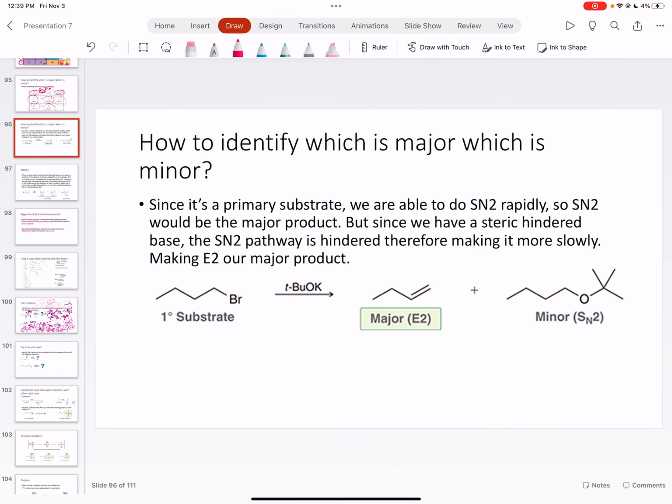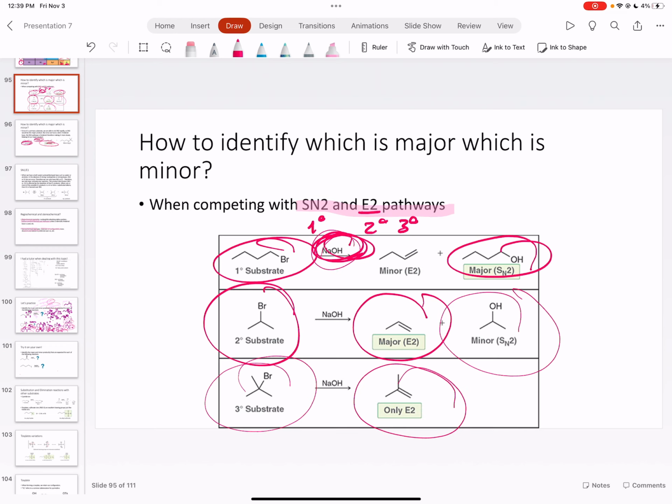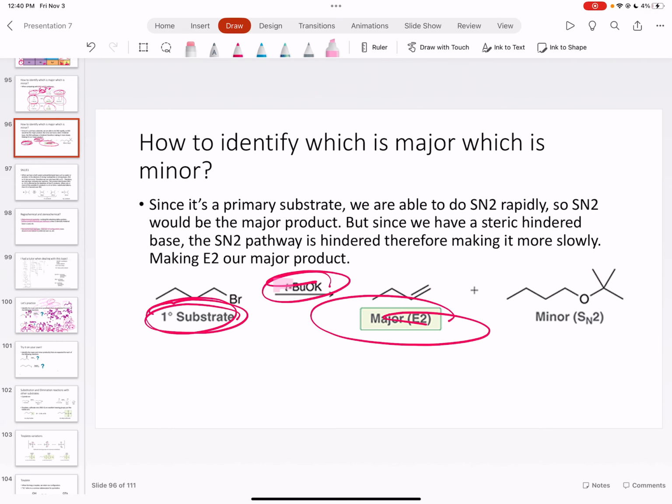SN2s will only be major if your reagent is not bulky, because if it's bulky, even on a primary, then your major product is going to be E2. So if you look in here, it's not bulky at all, right? Something like OH negative is not going to be bulky. With a not bulky reagent on a primary, our major is going to be SN2. Well, if it's bulky on a primary, our major is going to be E2.